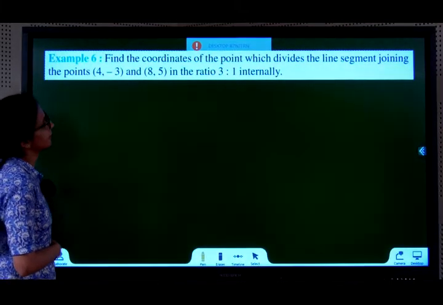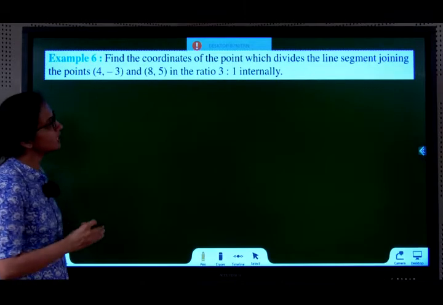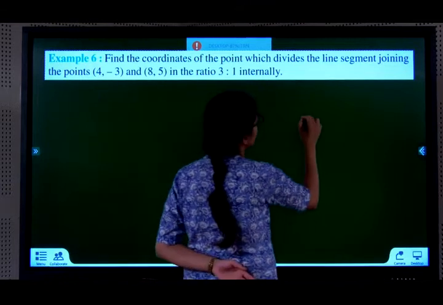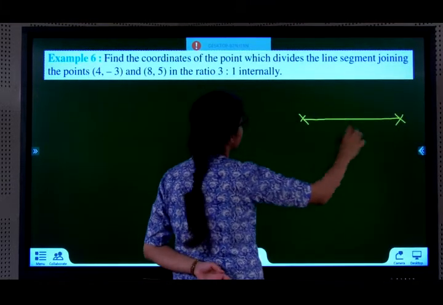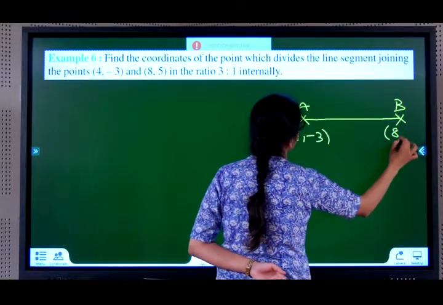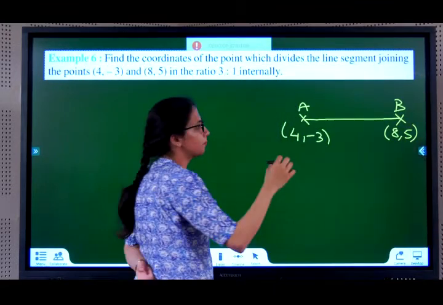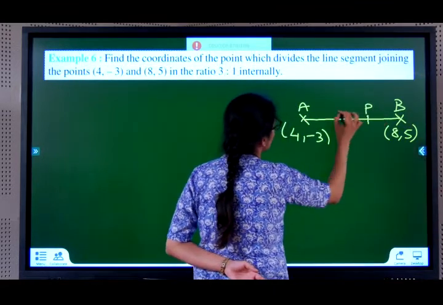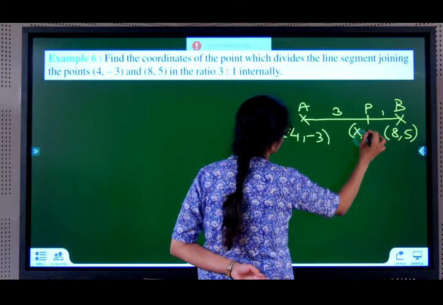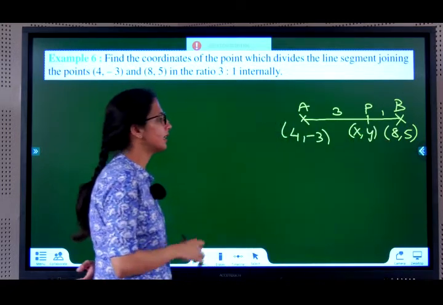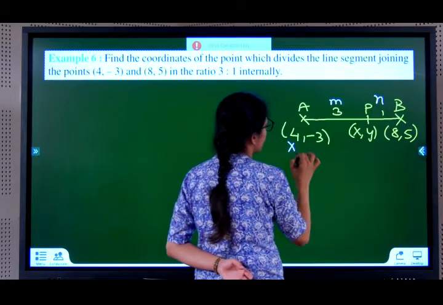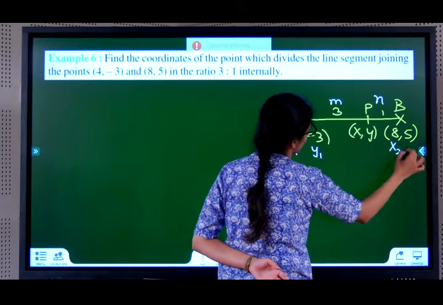So, example 6. Find the coordinates of the point which divides the line segment joining A and B in the ratio of 3:1 internally. So, we have a line segment joining A and B, 4, -3, 8, 5. Find the coordinates of a point which divides this line in the ratio 3:1. They have given this is 3:1 and this point P, we have to find. So, this is x, y. You have m, n, you have x1, y1, x2, y2. Can you use the section formula? Easy. So, this is M, this is N, x1, y1, xy, x2, y2.